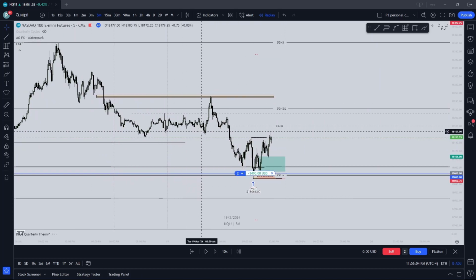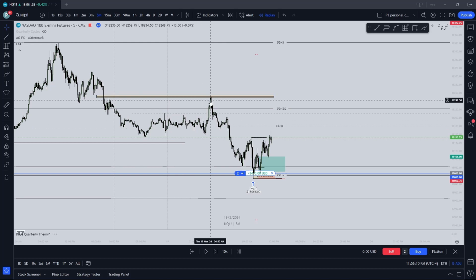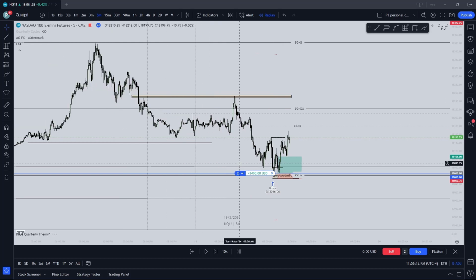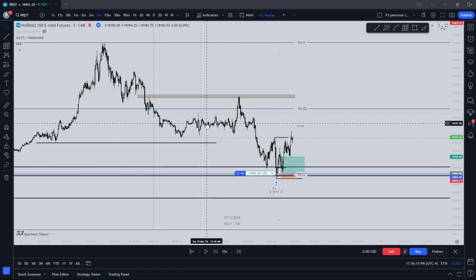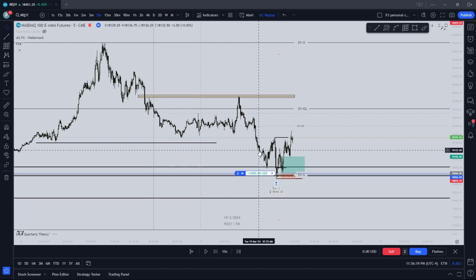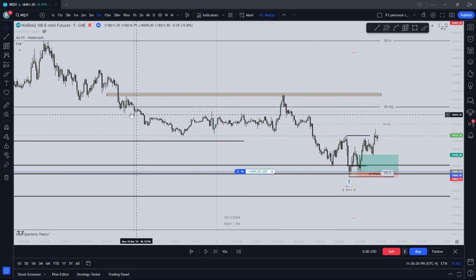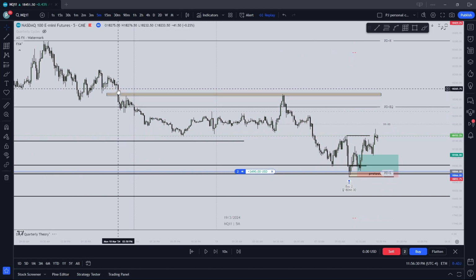Accumulation model with the low time frame accumulation, manipulation, distribution with your higher time frame accumulation, manipulation, distribution. We're seeing that accumulation, manipulation, distribution on different time frame levels, all still relevant. Sweeping the previous day into, or not the previous day, but sweeping liquidity overnight.